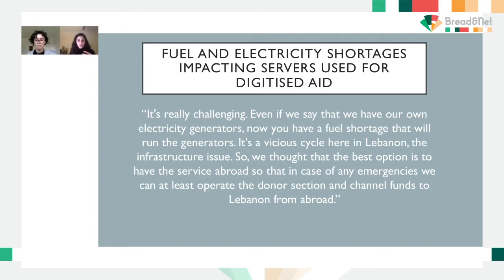So they thought it was the best option to have the service abroad. So for instance, leaving their servers in the US in case of emergencies. So if the electricity and gas crisis really did shut down all of a sudden, they didn't have that backup option. So they're having to place the servers out of the nation, and now they're operating transnationally just so that they can operate the donor section and channel the funds to Lebanon from abroad. So this is obviously a crucial creative strategy or adaptation on their part.